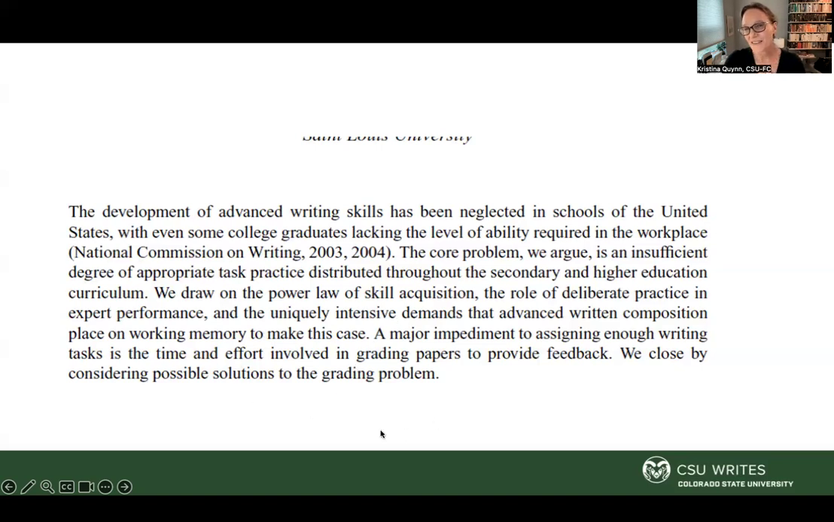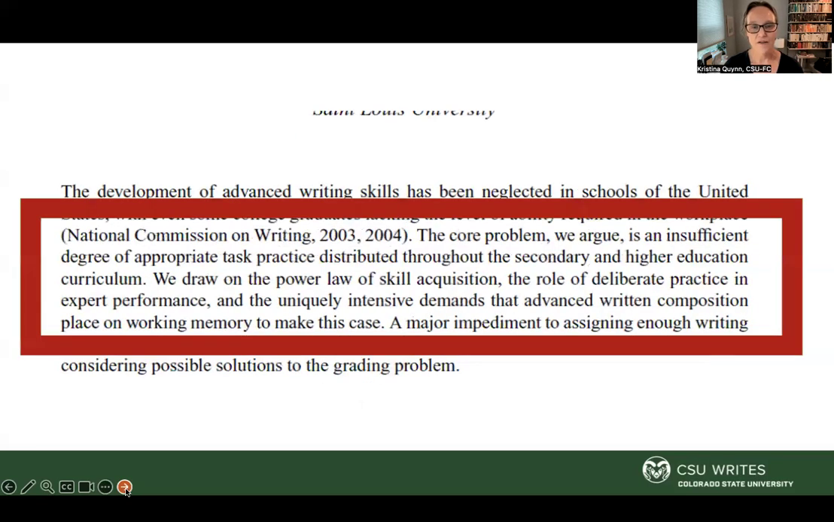So that's a lot to take on in an article. So let's see how they integrate some evidence and set up what it is they're talking about, what other people have said, and what it is that they say. All right.